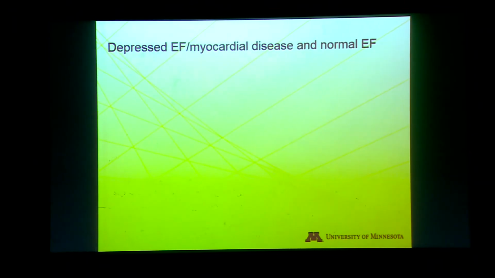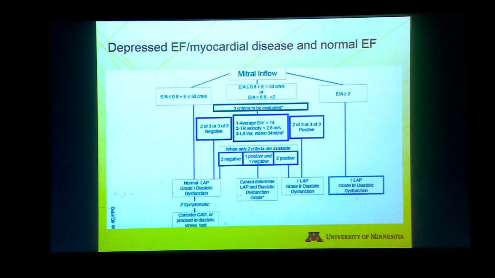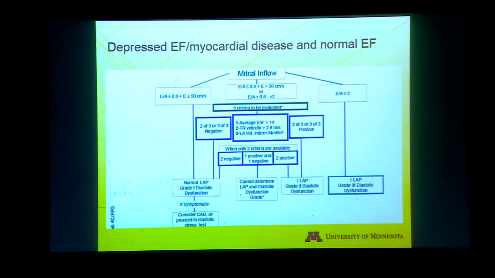And what about patients with depressed ejection fraction or myocardial disease and normal EF? These are the patients who have cardiomyopathies, HFpEF, stuff like that. So this is a little more complicated. You look at the mitral inflow data there. So if the E by A ratio is less than 0.8 and the E is less than 50 centimeters per second, then you're done. That's normal. And if the E by A ratio is more than 2, then you're done. It's grade 3 diastolic dysfunction. This is the gray zone.